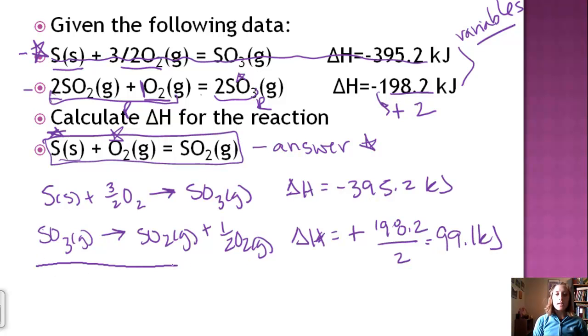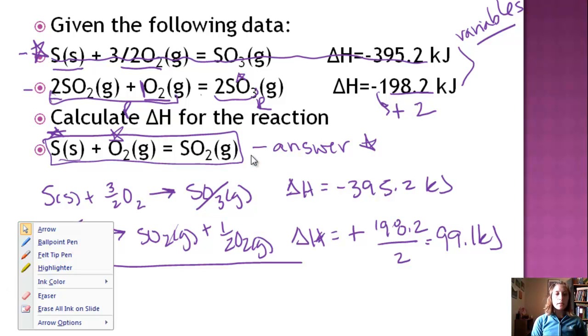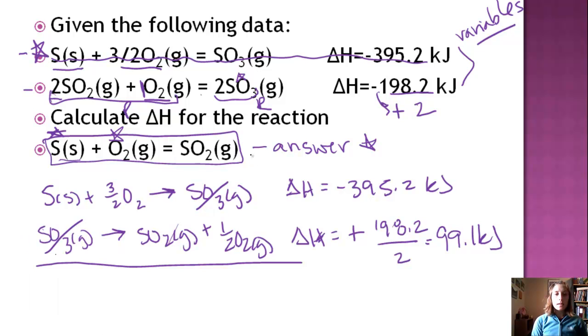Okay, and so now I need to make sure that I've arranged these correctly to get my answer. So I'm going to cancel out things that are the same on both sides. I have one SO3 as a reactant. I have one SO3 as a product. Now let's look at the O2. I have 3/2 as a reactant, and I have 1/2 as a product. Well, I'm canceling them out the same way I did with these. Okay, this is the smaller one, and so it's going to totally cancel out. Okay, so that cancels. And then 1/2 minus 3/2 is 2/2.